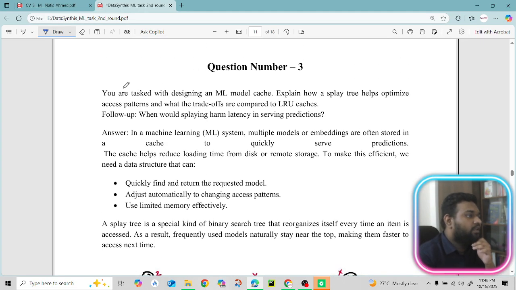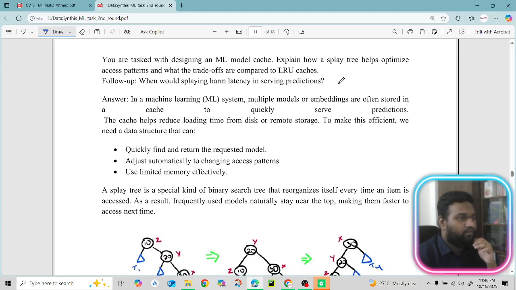You are tasked with designing an ML model cache. Explain how a splay tree helps optimize access patterns and what the trade-offs are compared to LRU caches. Follow up: when would splaying harm latency in serving predictions? Okay, very easy question. In machine learning models, actually, what we do is that.